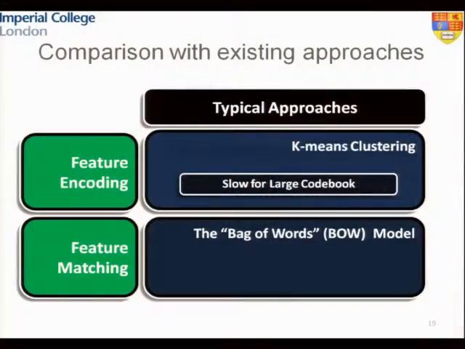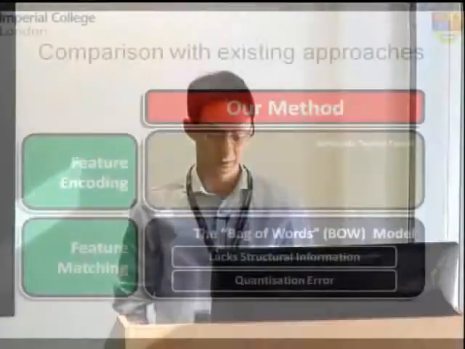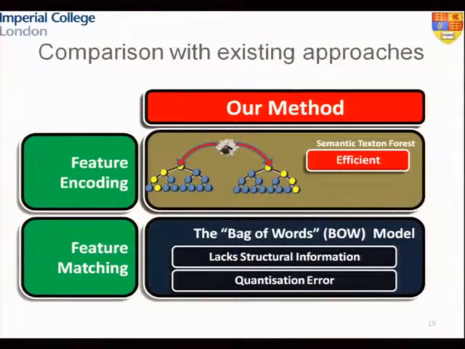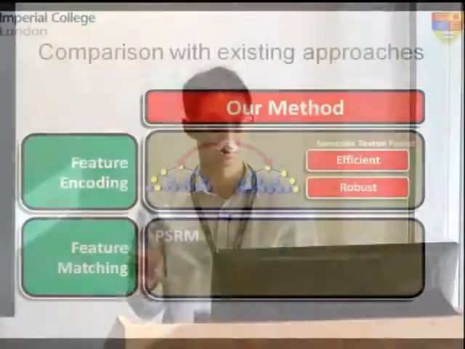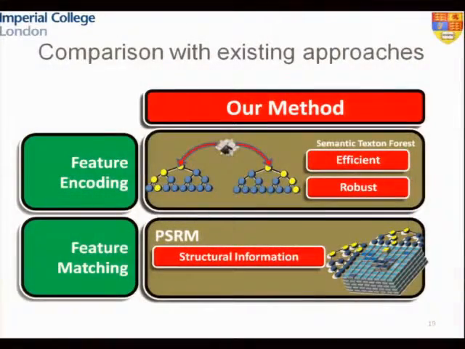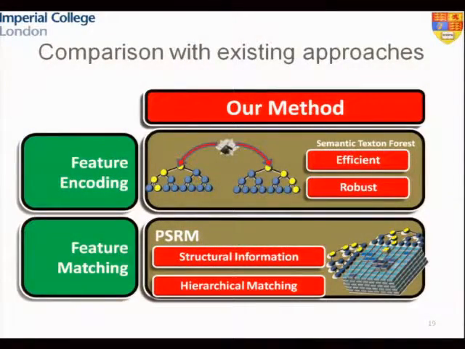So instead of k-means clustering, the typical approach for a codebook, we use random forest in space and time. It's very efficient and also robust, and we capture the structure information using the learned random forest codebook. And it could also do some hierarchical matching to relieve some quantization effects.